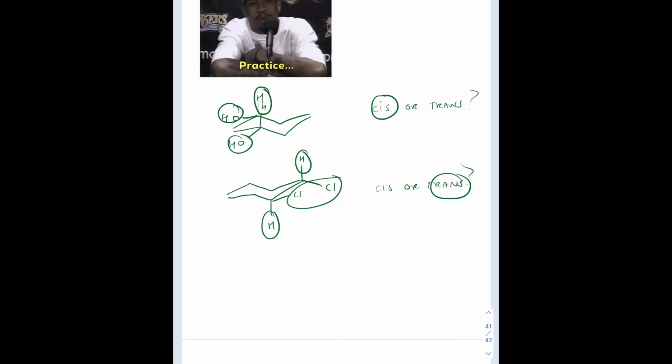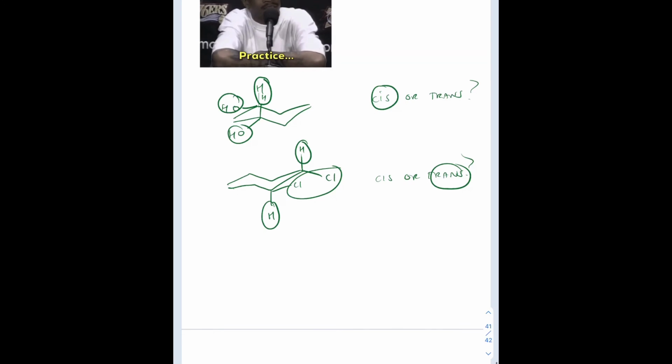So that's just kind of how I personally do assess whether or not things are cis or trans. You could also just look at both of the OHs or both the chlorines and determine if they're up or down, okay? So I feel like it's less thinking though if you just focus on the axial hydrogens, okay? So let's see, let's try another one.